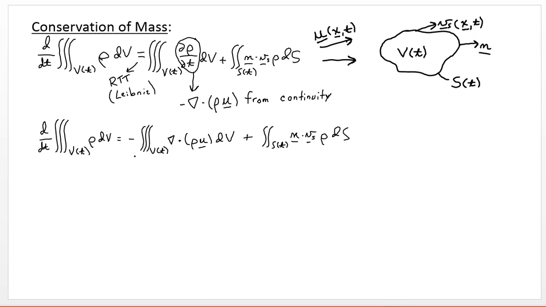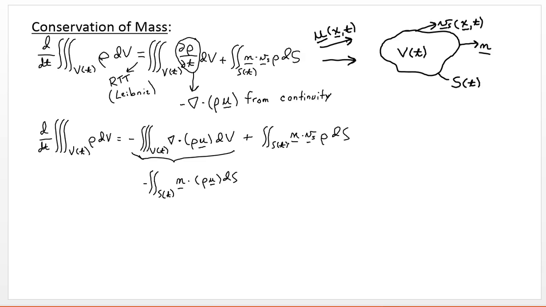Now we can take this integral, the volume integral of the divergence of rho u, and apply the divergence theorem to convert it to a surface integral. So in that case, this will be the surface integral over the surface area S of t. We change the gradient operator to the normal vector n, and we have n dot rho u dS. And there's a minus sign out in front from the minus sign out here.